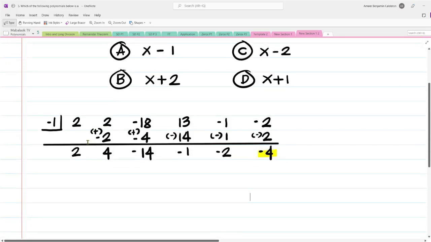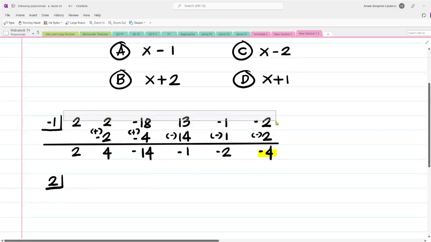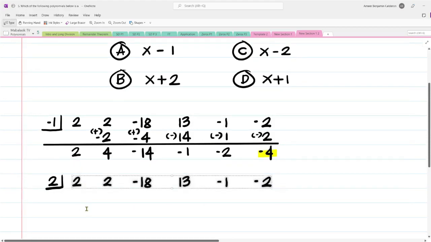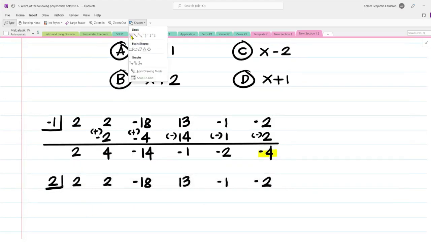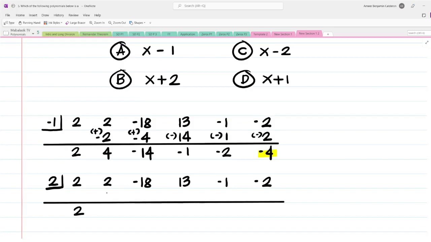Let us try B, +2. So we have +2. So I'll just copy everything here because we are using the same polynomial naman, di ba? So copy ko to, paste ko dyan. And then let us proceed to our synthetic division. So we have to bring down 2 times 2, that is 4. Change the sign, that is -2. Times 2, that is -4. Change the sign. So that is -14.